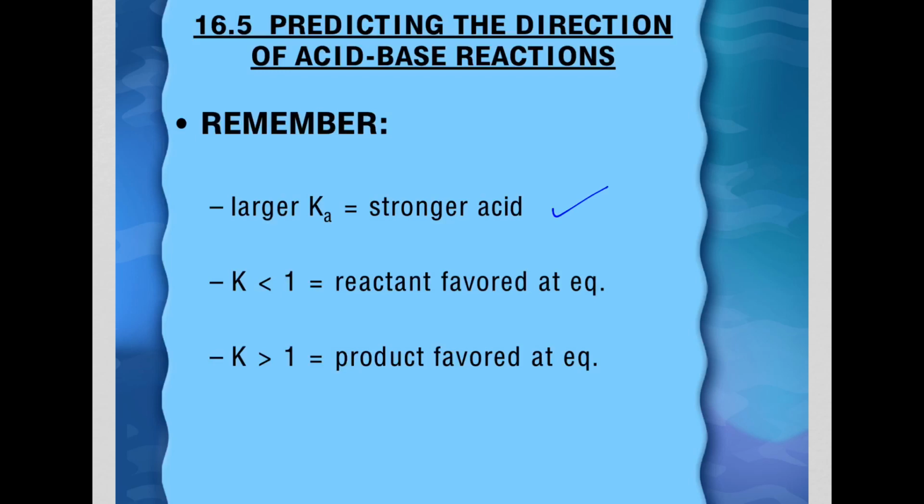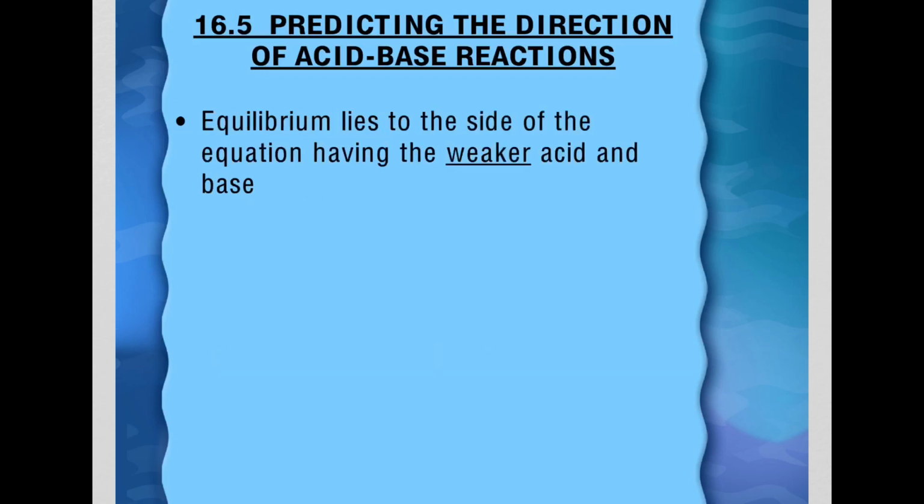Now, remember that we talked about this earlier. The bigger the Ka, the stronger the acid. Also, the larger the Kb, the stronger the base. And this is what we talked about last chapter, that if K is less than 1, you are reactant favored. If K was greater than 1, it's product favored. But what we're going to most need right now is this. Equilibrium lies to the side of the equation having the weaker acid and base.